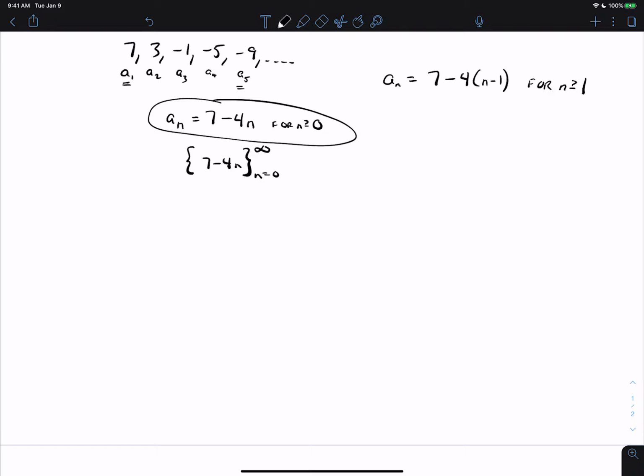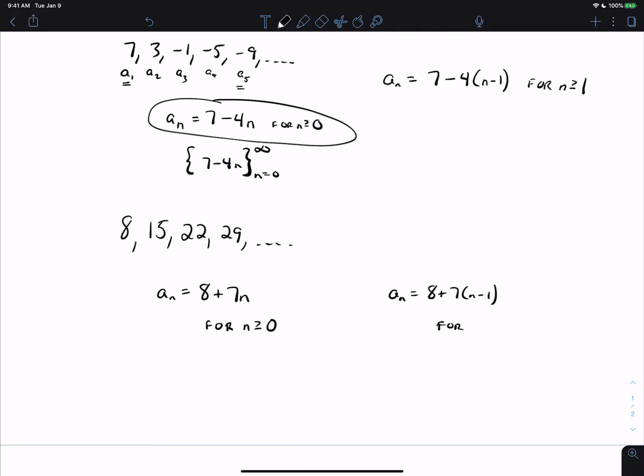So if I have, let's do 8, 15, 22, 29, and so on. So pause the video, see if you can come up with a formula for n starting at 0 and for n starting at 1. All right, so we should be getting an equals 8 plus 7n for n greater than or equal to 0, or an equals 8 plus 7 times n minus 1 for n greater than or equal to 1.